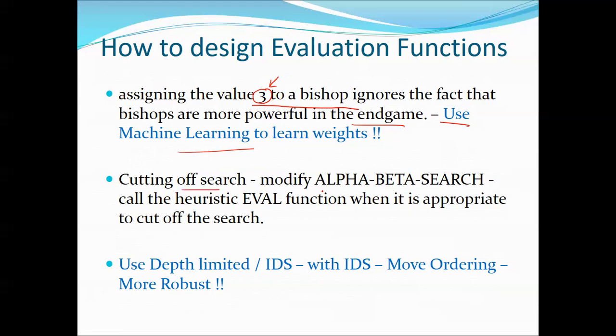Okay. So cutting off search is nothing but a modified version of alpha beta search. Here we use a heuristic evaluation function when we want to cut off. For performing cutoff search we use depth limited search, but instead we can also use IDS, iterative deepening search. With IDS the ordering also we can achieve. With IDS, two things we can do. One is imperfect evaluation, which is nothing but cutoff. Apart from that, we can also go with perfect ordering, and hence IDS will be more robust.